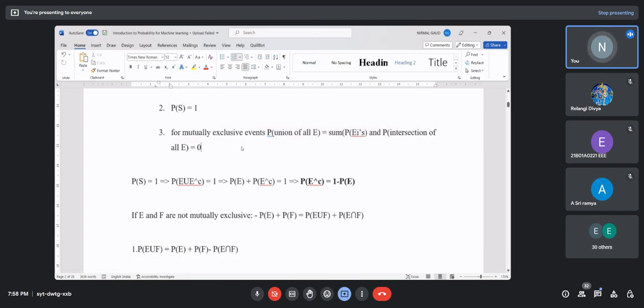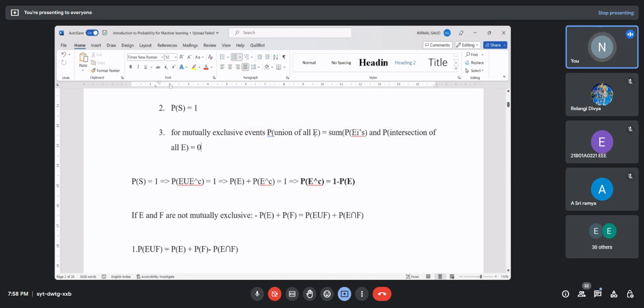And events can be mutually exclusive in nature. For mutually exclusive events, the intersection of all the E's is equal to 0. This is called mutually exclusive events. That means the intersection of the E's should be empty, which means these events are mutually exclusive.